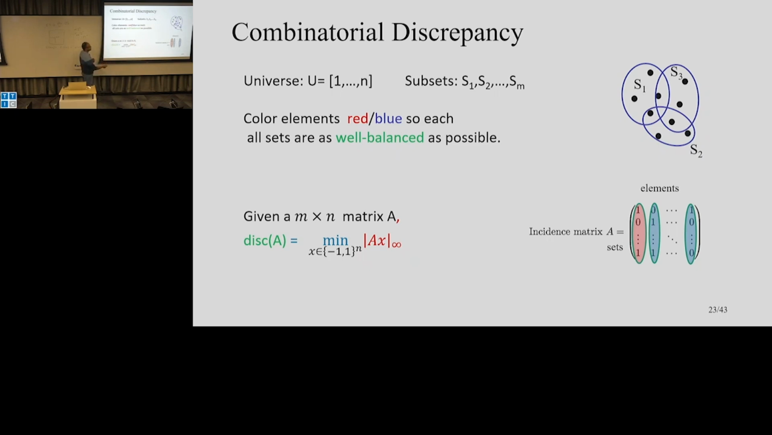Given a set system, let's look at the incidence matrix. The rows correspond to sets and the columns to elements, so it's a 0, 1 matrix. Now if I take a +1, -1 vector x, then A times x will be a vector which is just the imbalance for each row. If I look at the infinity norm of this vector, that's just going to be the maximum imbalance. This makes sense.